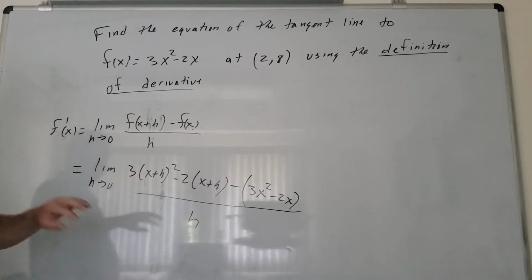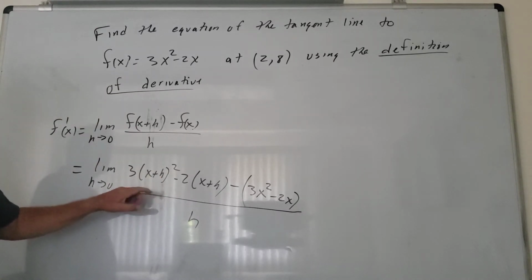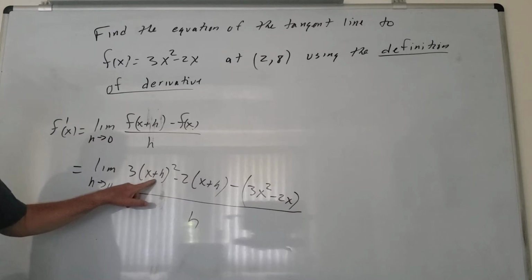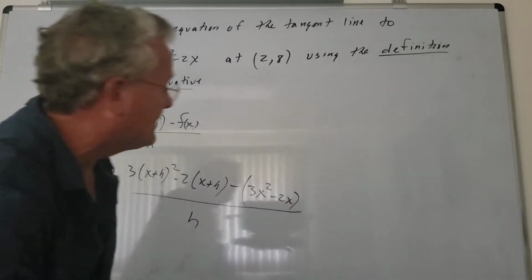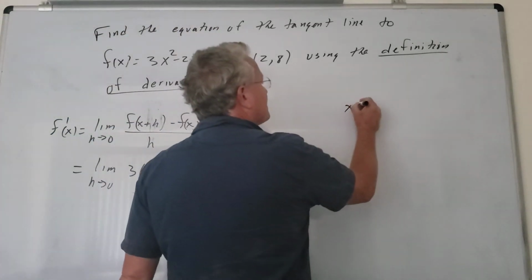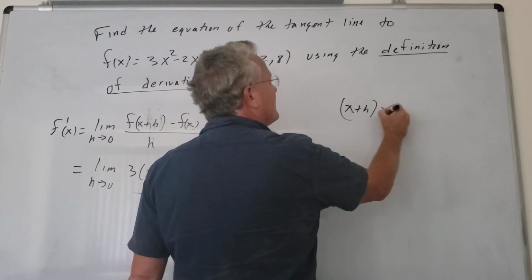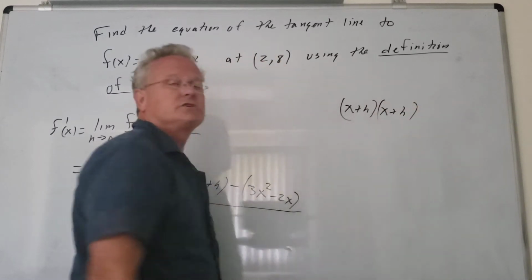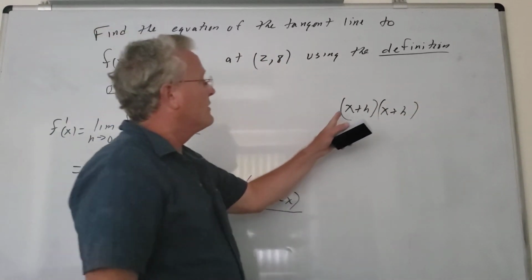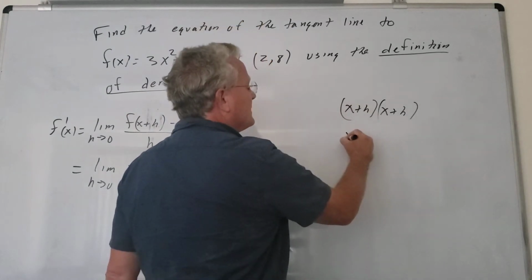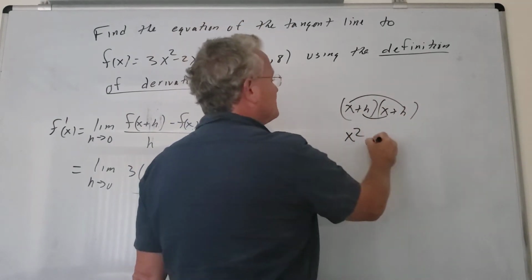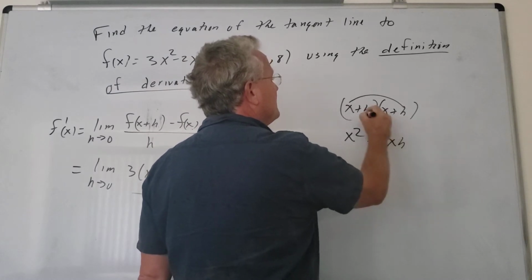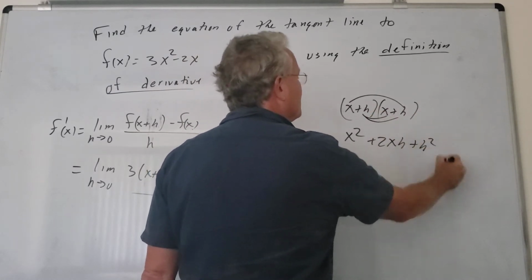Now I know it's been a little while since you did algebra, but remember, x plus h quantity squared is not equal to x squared plus h squared. Let me just do this on the side real quick. X plus h quantity squared means x plus h times x plus h. When we FOIL that, we get x squared, 1xh, this is another xh, so we get 2xh, and then plus h squared.